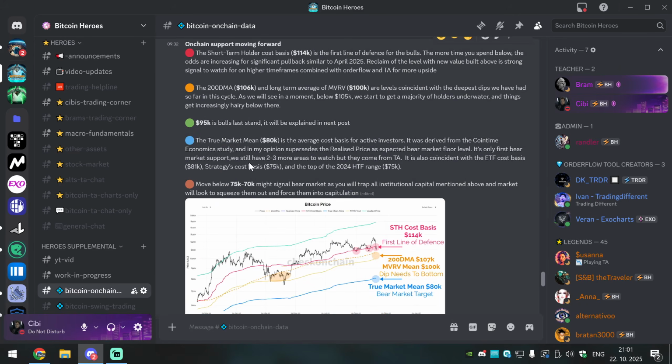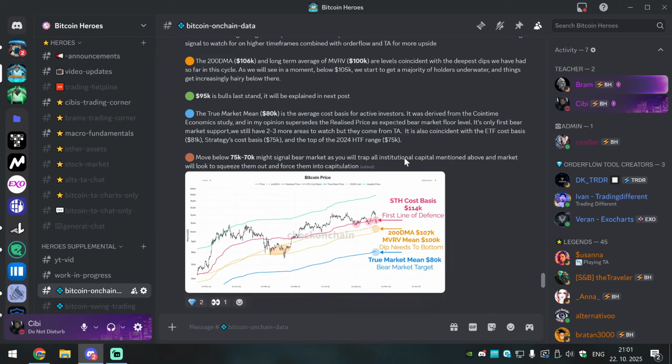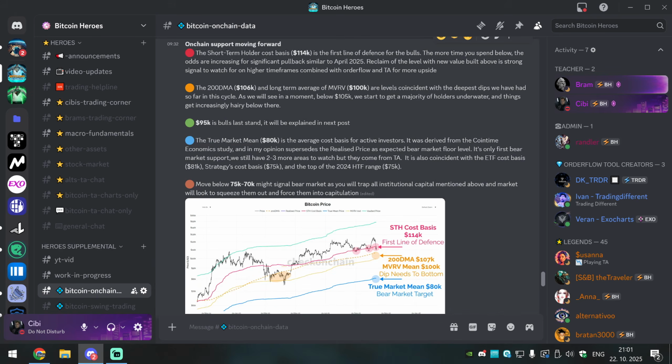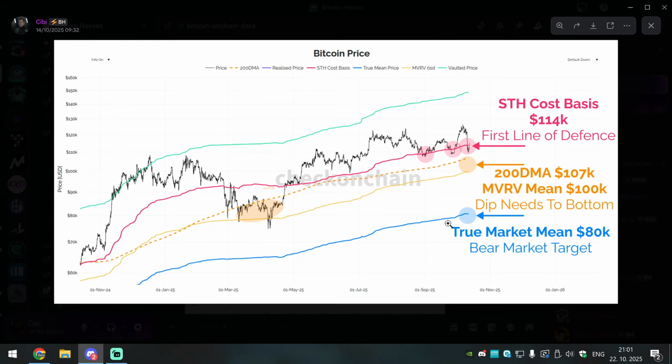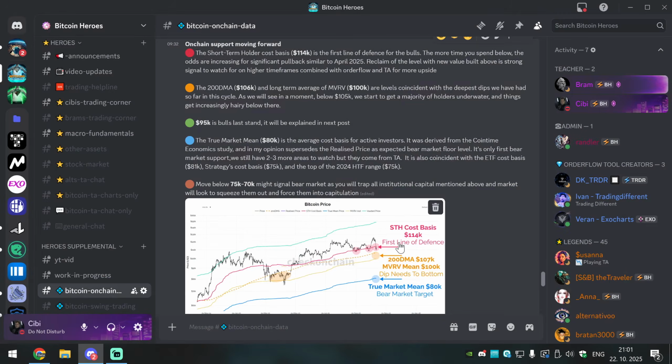And now finally, where I think we might potentially see stability or the official start of a bear market, you still have the true market mean. This is the average cost basis for active investors. It was derived from the Cointime economic study. It's only the first bear market support. We still have two more. This is another line you can watch. This was not retested during the whole bull market, I think, so we might find some buyers.